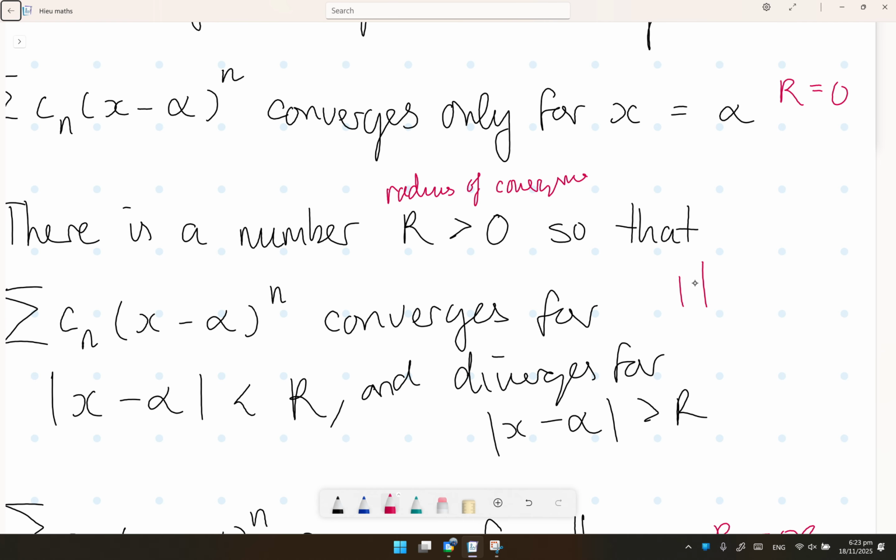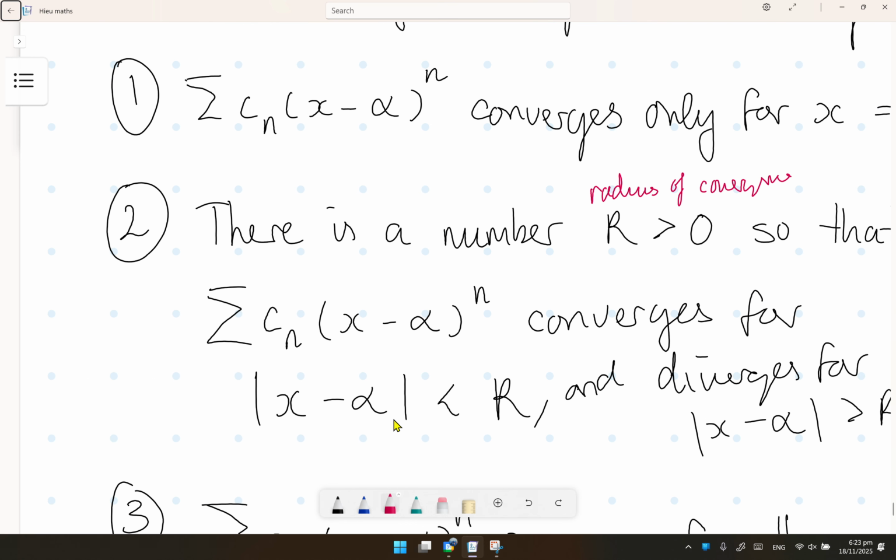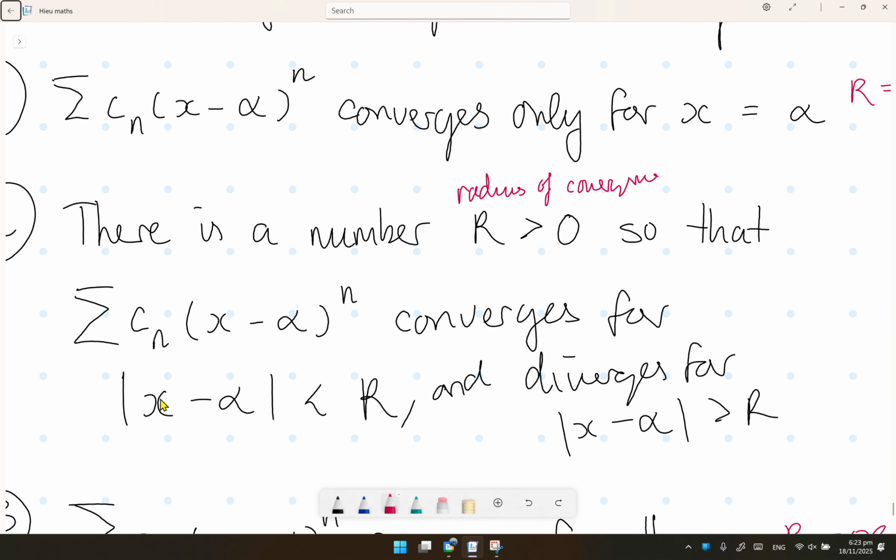It's the same thing as when we said the common ratio has to be less than 1, for example. This is just for this. And each series is going to have its own special little r. So you can have the absolute value of x minus alpha less than r. That's convergent, right? That's the same thing as r being less than 1. And then it will diverge when the absolute value of x minus alpha is larger than r.